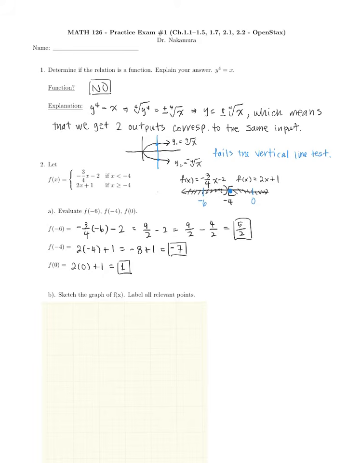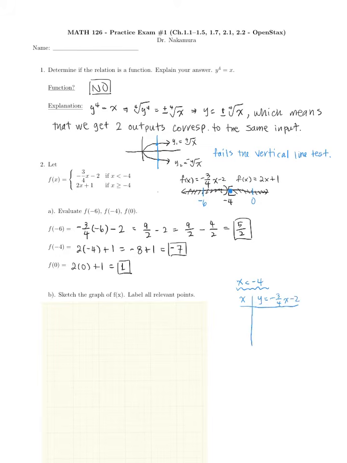Okay, all right, now let's try to sketch the graph of f of x. Label all relevant points. So I need to scale this somehow. Let me just make a little chart first. For the values of x strictly less than negative 4, I'm just going to take maybe 2 points. So let's go with x, and then y is going to be negative 3 over 4 x minus 2.